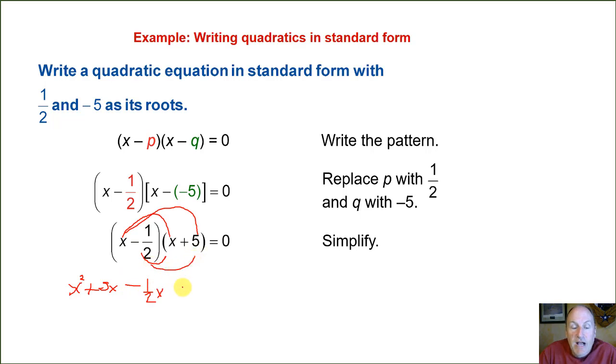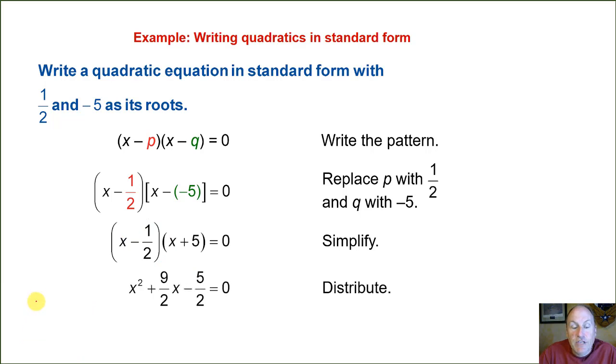Negative 1/2 times 5 is negative 5 over 2. Okay, we'll clean that up here in a second, but that's using the distributive property. And when we do that, that gives us x squared plus 9 over 2x minus 5 over 2 equals 0. We're combining those middle terms.